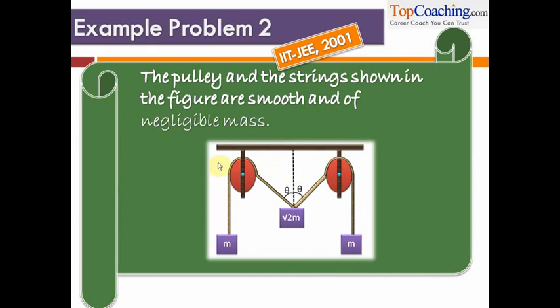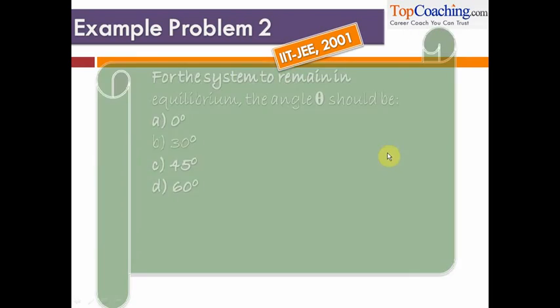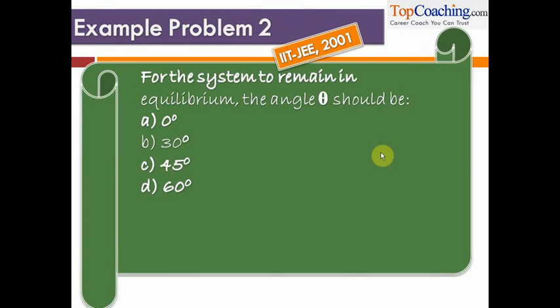We are given two pulley wheels which are fixed to the roof. We are given this string. We are given two masses hanging from the two ends of the string. Understood? Now we are asked that if the system is in equilibrium, what should the angle theta be? So we basically have to balance forces, apply F equal to ma, and get our angle theta.